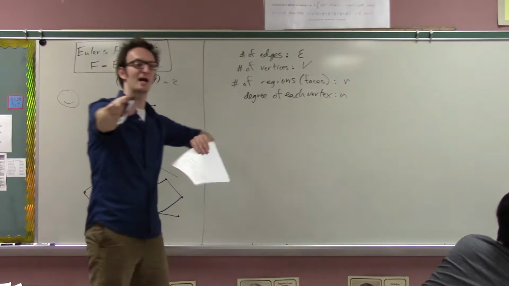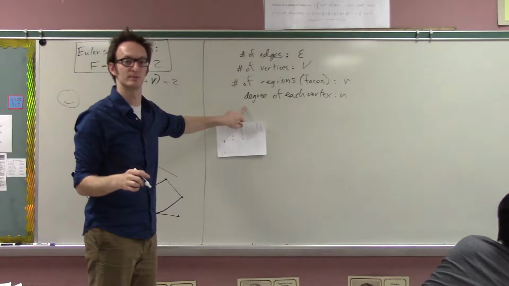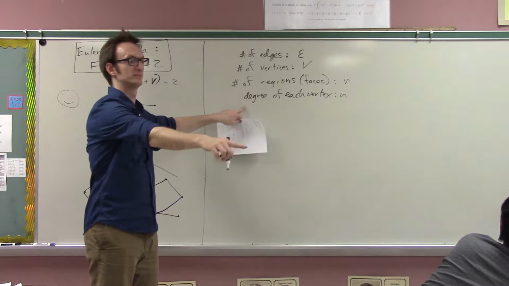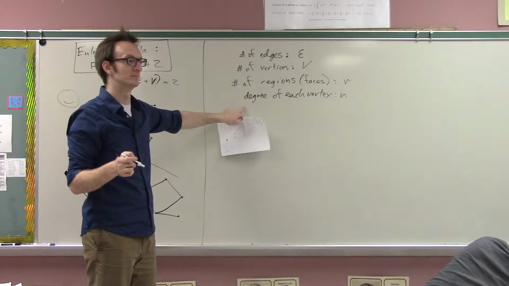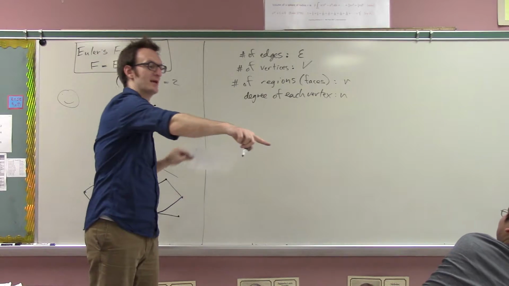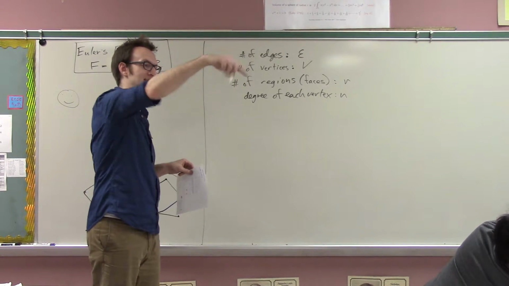In other words, what is n for an icosahedron? Jason, what's n for an icosahedron? 5, yep, because every vertex in the icosahedron is 5 edges.